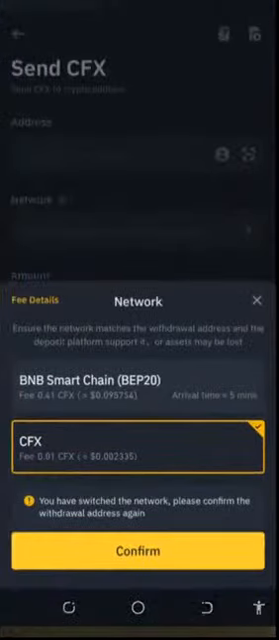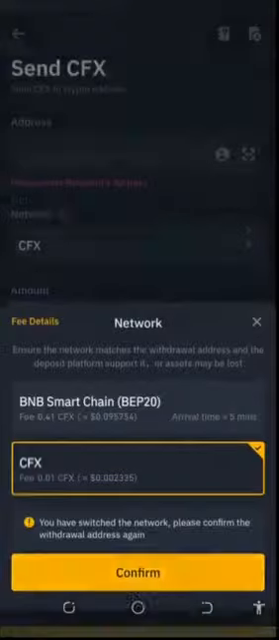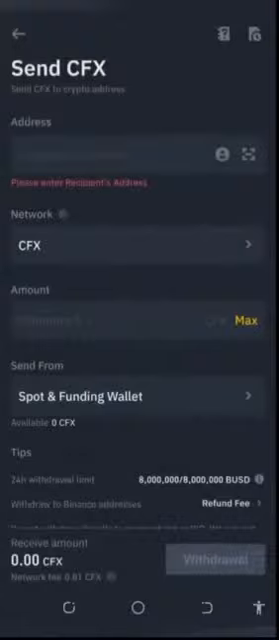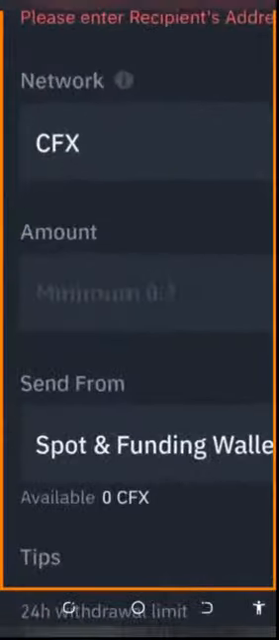Beautiful. That's less than 1 cent to send. Okay, let's go ahead and click on confirm. So what we need to do here is be sure that this is going to deliver. Don't forget, if you send money to a wrong address, your money is gone. Okay, so now what is the minimum that we can send? The minimum is 0.1 CFX.